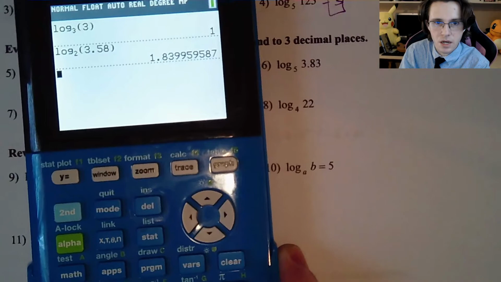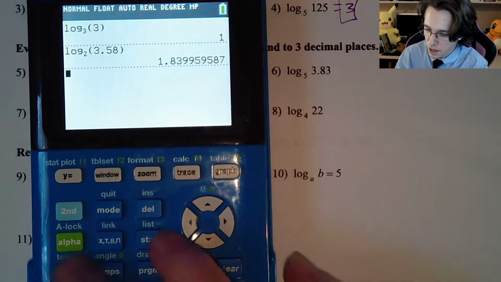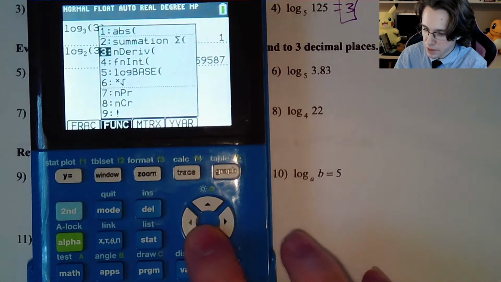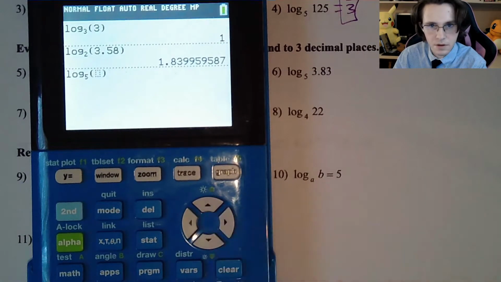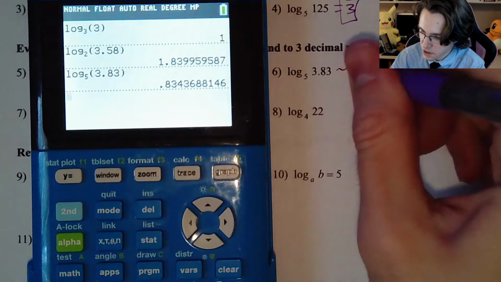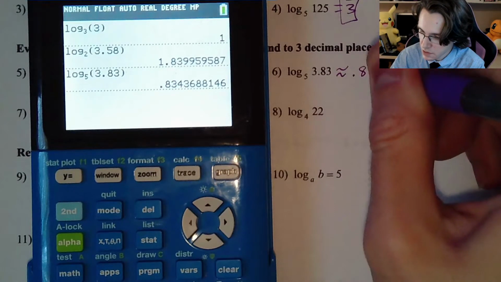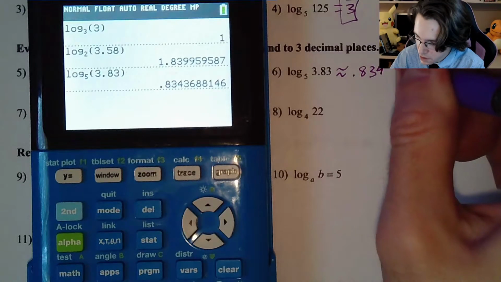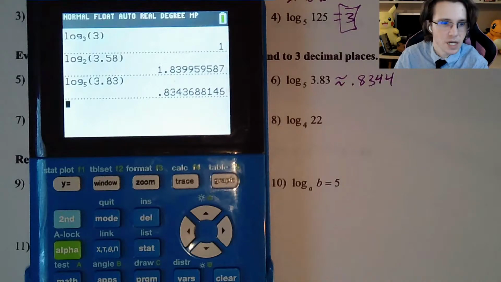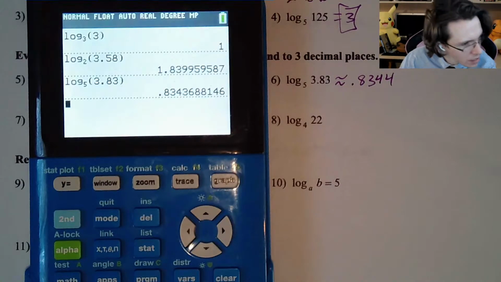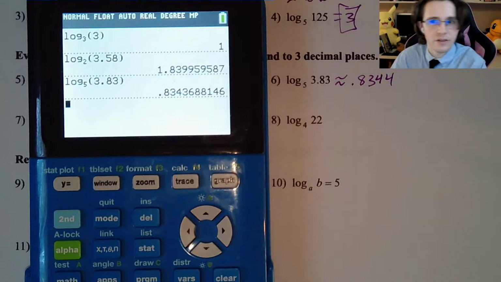So again, that alpha window and that number 5 for the log base, 3.83, and that's going to give us 0.834. 4 decimal places, 3 decimal places, it's not really all that important. It looks like the answer key is giving us 3 decimal places, so 3 or 4, either way is cool with me.